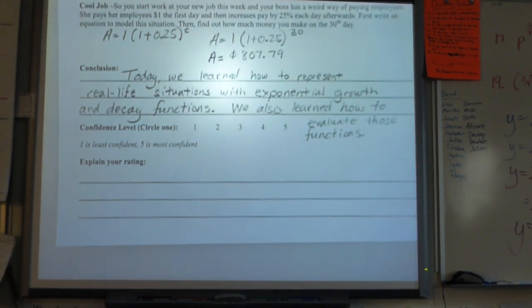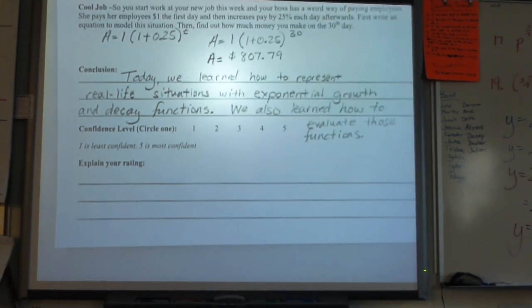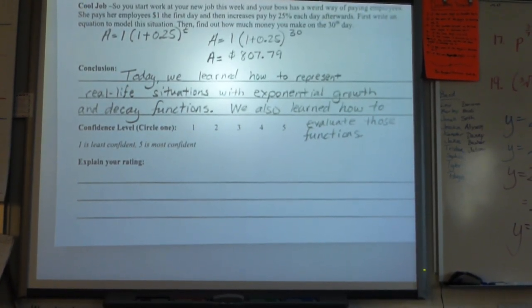Okay, and ring your confidence level. How confident are you? On a scale of 1 to 5, and tell me why you have that level of confidence. Okay, nice work, boys and girls.